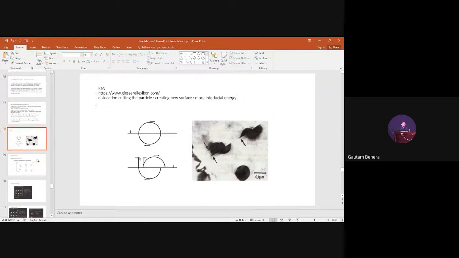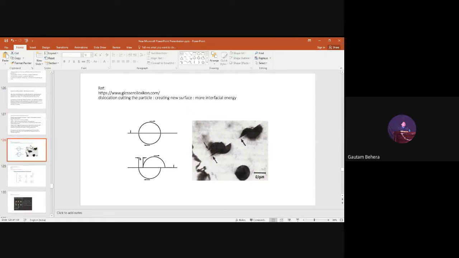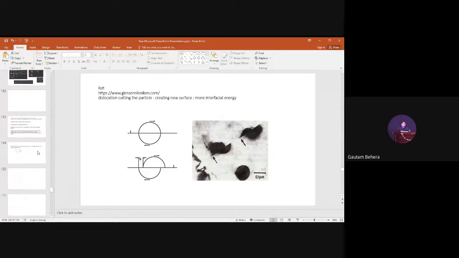Now, can anybody conclude this topic? How is strengthening happening if a small precipitate is there, and how does strengthening happen if a big precipitate is there, or how does strengthening happen with a small coherent precipitate and with a big incoherent precipitate? How is strengthening happening? Tell me. Anybody want to speak? You can speak.